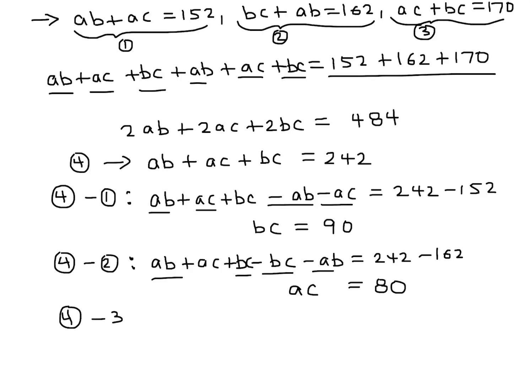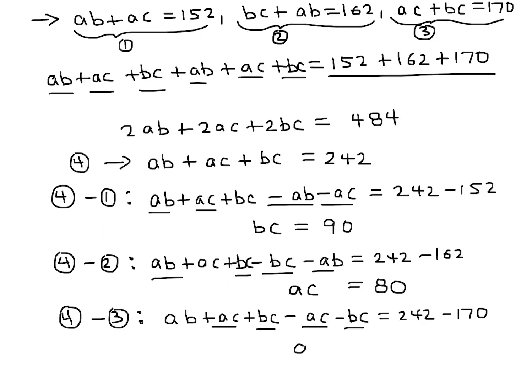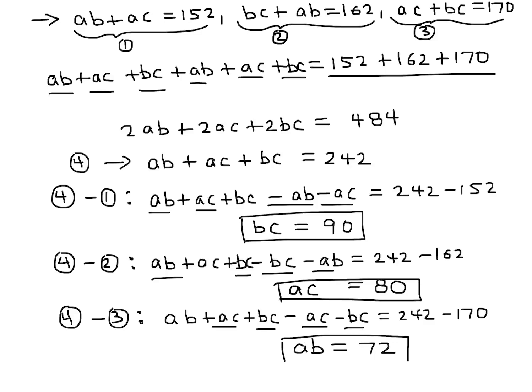And one last time, 4 minus 3 would give you AB plus AC plus BC minus AC minus BC, and then the number part would be 242 minus 170. And in this one, ACs go, BCs go, and we're just left with AB is equal to 72. All right, this is going to help us figure this out.